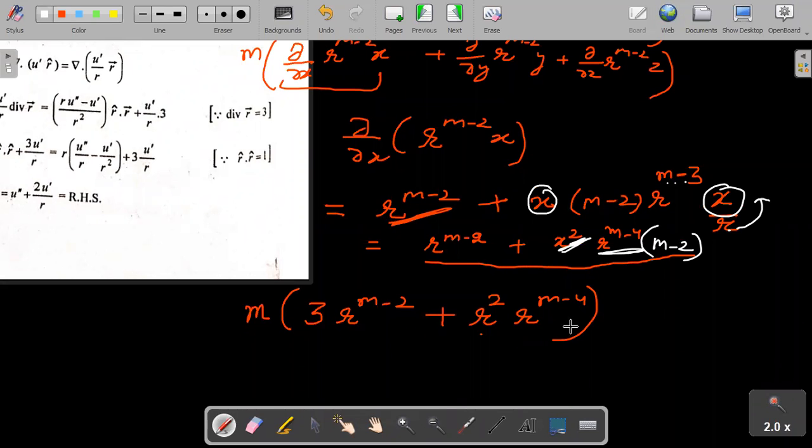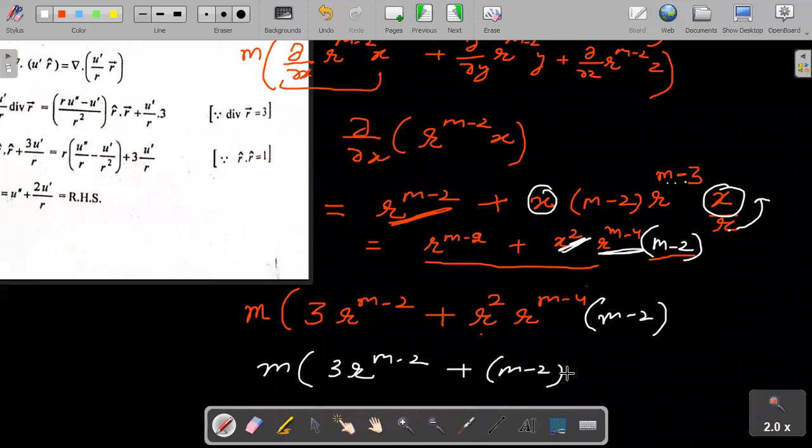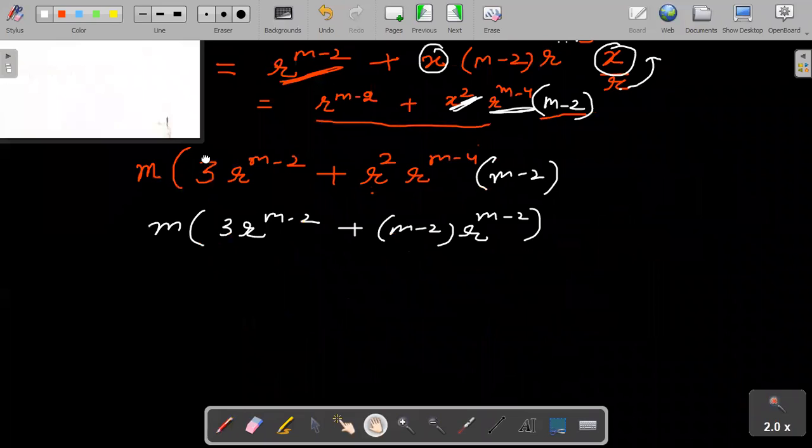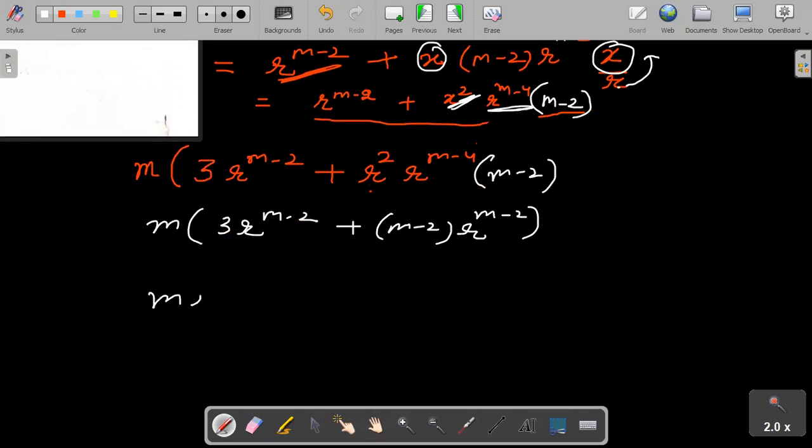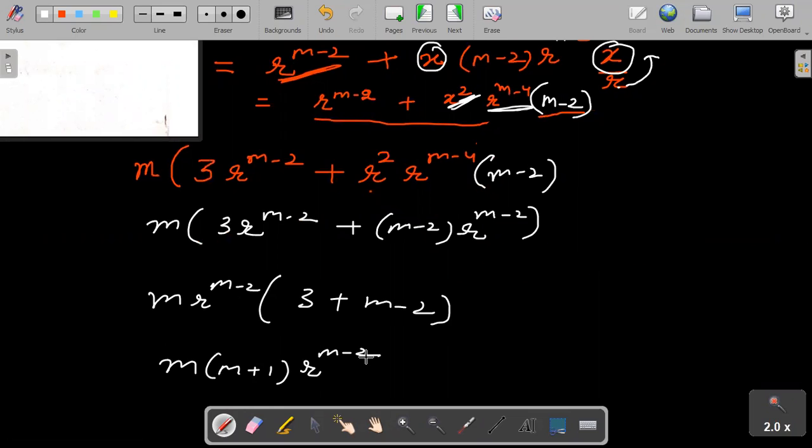ठीक है, तो जब आप इनको सबको ऐड करोगे तो साथ में इधर एक आपका m minus 2 भी आ जाएगा. Is it fine? Yes, ma'am. So you see this is m. So if you see this is 3r m minus 2, right? And if you see this is m minus 2 और साथ में क्या है r की टोटल पावर कितनी हो गई m minus 2. So then finally r to the power m minus 2 is common. तो अंदर क्या बन गया 3 plus m minus 2. So ये कितना बन गया m plus 1 r to the power m minus 2. Beta, is it fine?